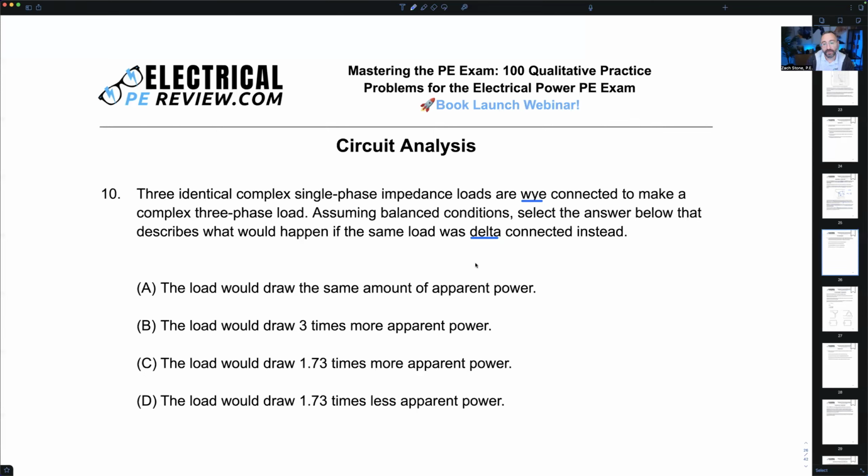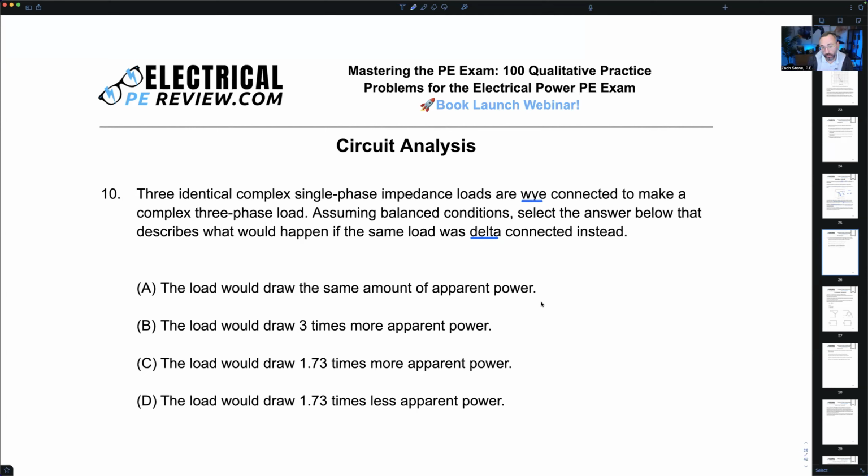So this is saying if I've got a balanced Y load, what happens if I take those same 3 individual impedances that are currently Y connected, undo the connection type, and reconnect them in a triangle, a delta connection? What's going to happen, assuming it's connected to the same power supply?